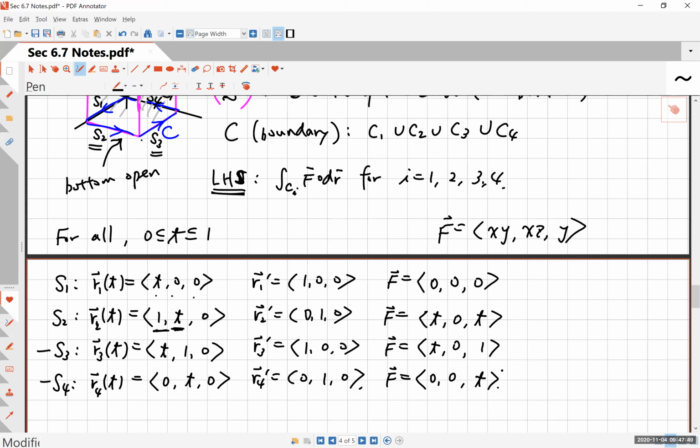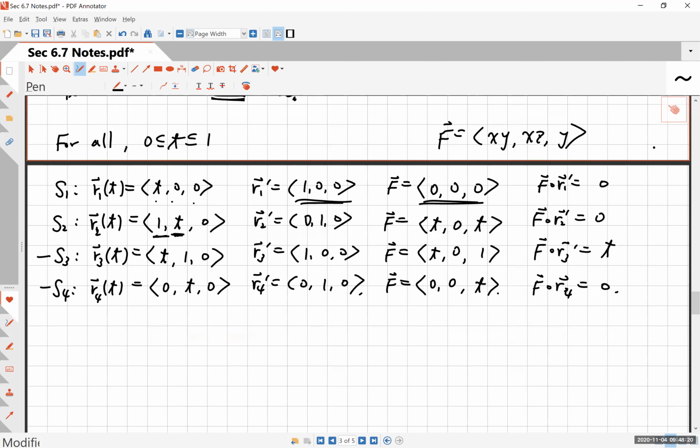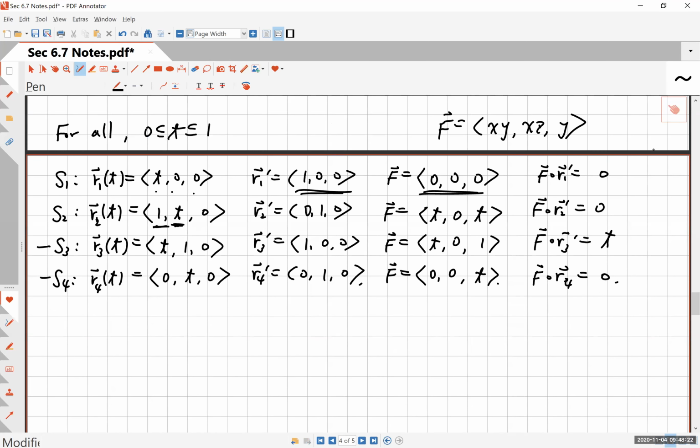All right, so then you can do F dot r1 prime. That's 0. F dot r2 prime. Sorry, prime. So you're taking the dot product of this with that. That's going to be, of course, 0. And the middle one also will be 0. The third one, is it also going to be 0? No, it's t. And then the fourth one is 0, right? So that's good.